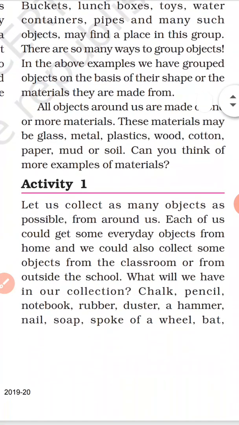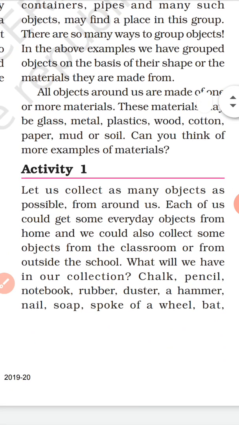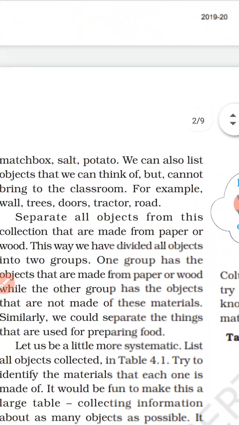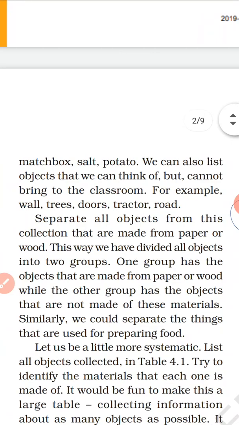Now we will see activity 1. Let us collect as many objects as possible from around us. Each of us could get some everyday objects from home, and we could also collect some objects from the classroom or from outside the school. What will we have in our collection? Chalk, pencil, notebook, rubber, duster, a hammer, nail, soap, spoke of a wheel, bat, matchbox, salt, potato.